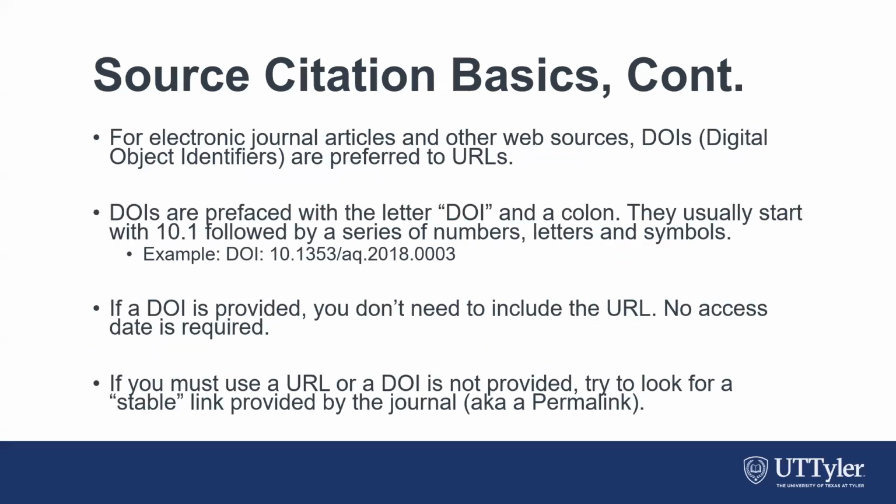I talked about this a little bit earlier, but for electronic journal articles and other web resources, DOIs are always preferred over URLs. Like I said before, a DOI is a digital object identifier, and it's essentially a unique URL. Usually a DOI will start with 10.1 or 10.2, followed by a series of numbers, letters, and symbols that allow it to be unique.